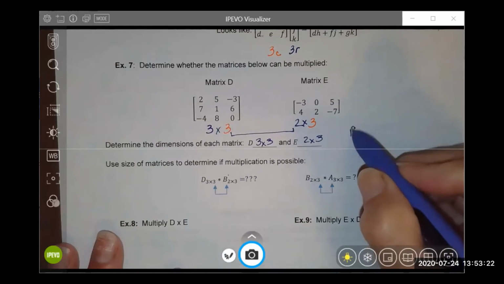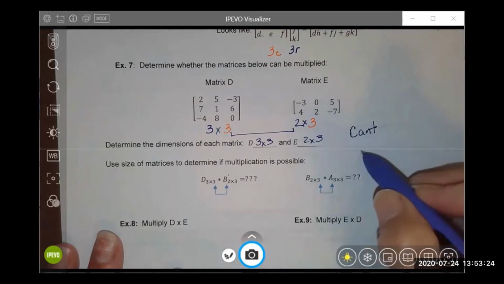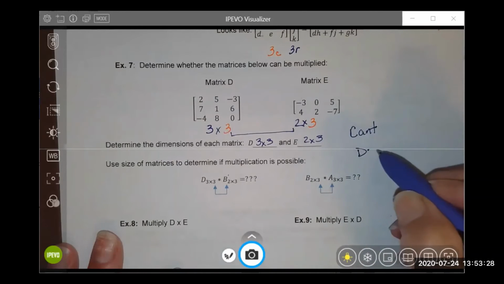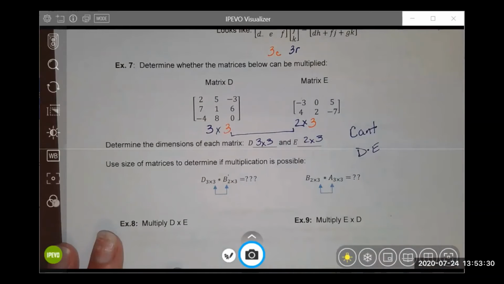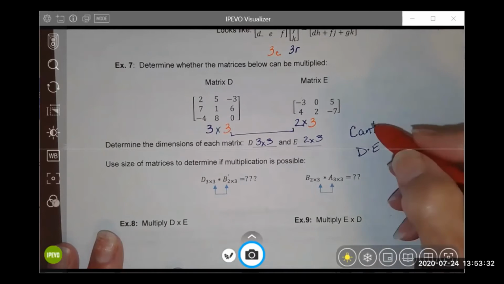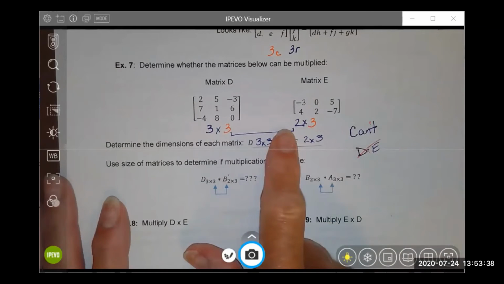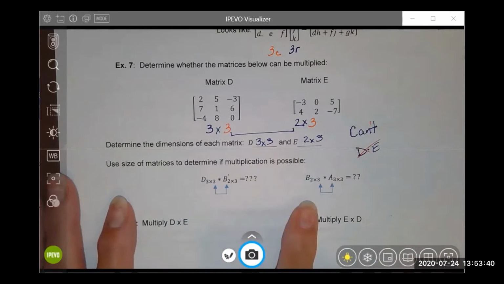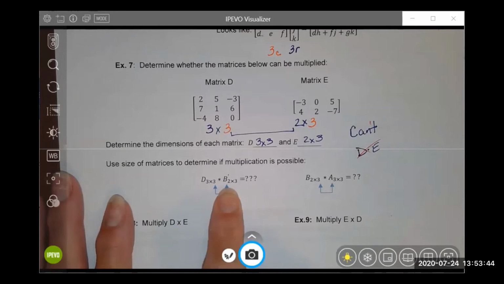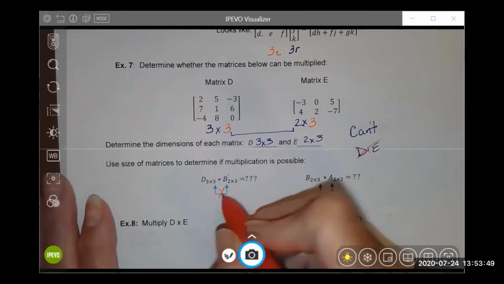I can't do D times, I don't know what, times E. That absolutely will not work because the dimensions are not the same. However, I probably could, here are some examples of ones where I could. So if D is a 3 by 3 and B is a 2 by 3, they can't be multiplied. So no, can't do that.